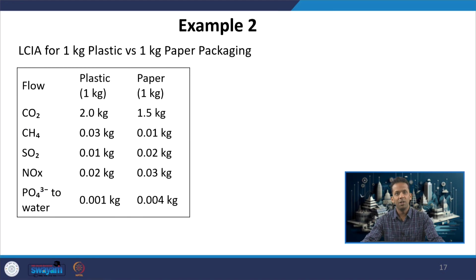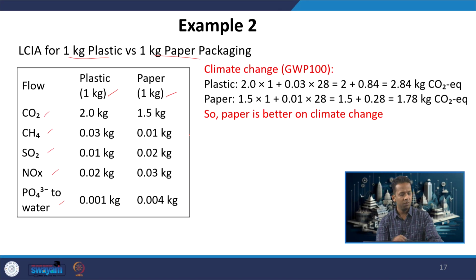Let us take one more example, the last one. If we have to do the impact assessment for comparison purposes, let us say 1 kg plastic versus 1 kg paper used for packaging. These are some assumed numbers for different flows. For plastic and paper 1 kg, you have CO2, methane, SO2, NOx, and phosphate, and all the units are on a mass basis. So, if you have to calculate the climate change potential or global warming potential, that is in hundreds for plastic and paper.